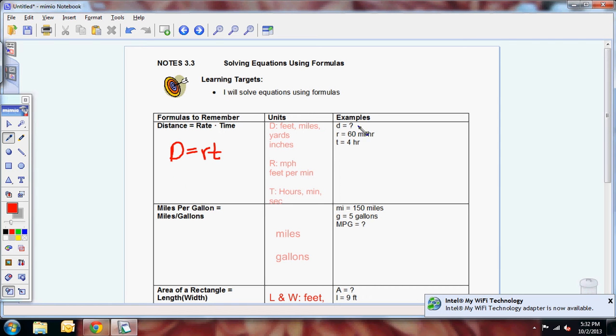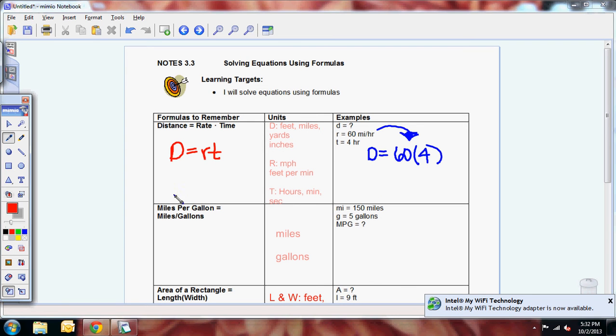So an example you might see: if you're looking for the distance and you're given the rate and the time, you can plug this information into your formula. I'm looking for D, so that's going to be standing like this. We don't know it. We do know the rate, so in place of the R, we're going to write 60, times the time, which is 4. So notice the first step is you take all the information you have and you plug it into the formula. So right now I'm looking for D.